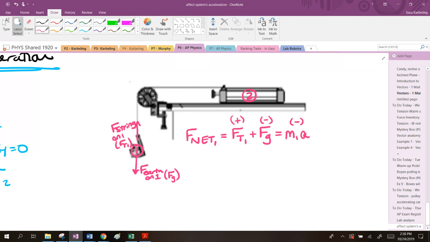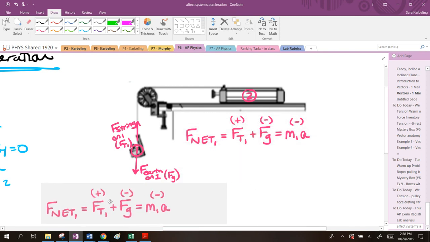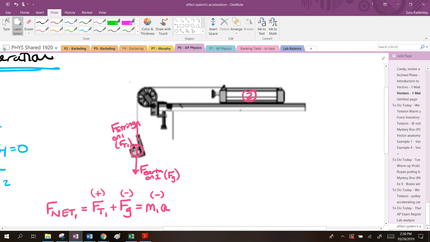Okay. And now that I've written that there, I've realized that I'm kind of in the way of my other free body diagram. So I'm going to move that. Sorry if I messed you up. I apologize. I don't like messing people up, but it happens sometimes. All right.